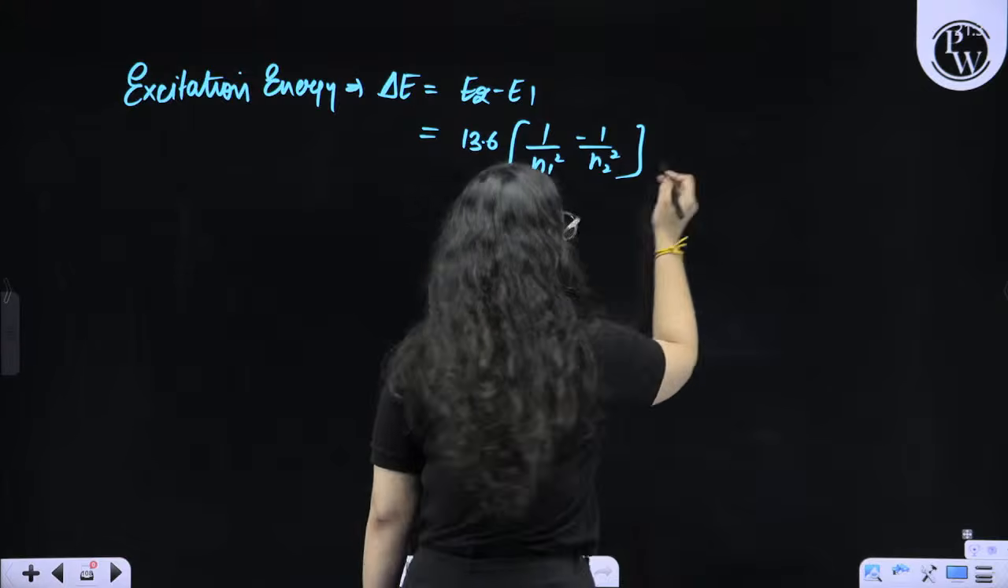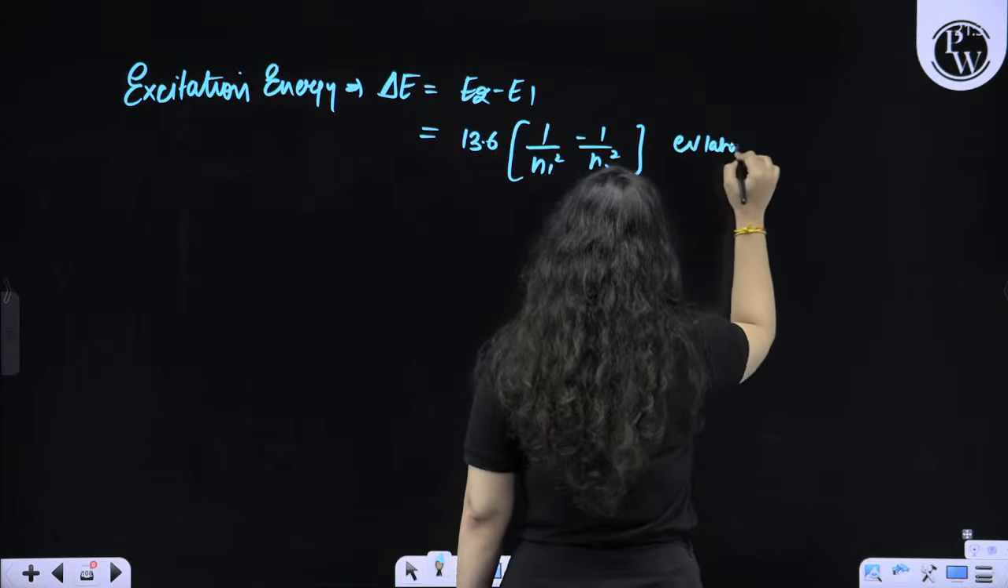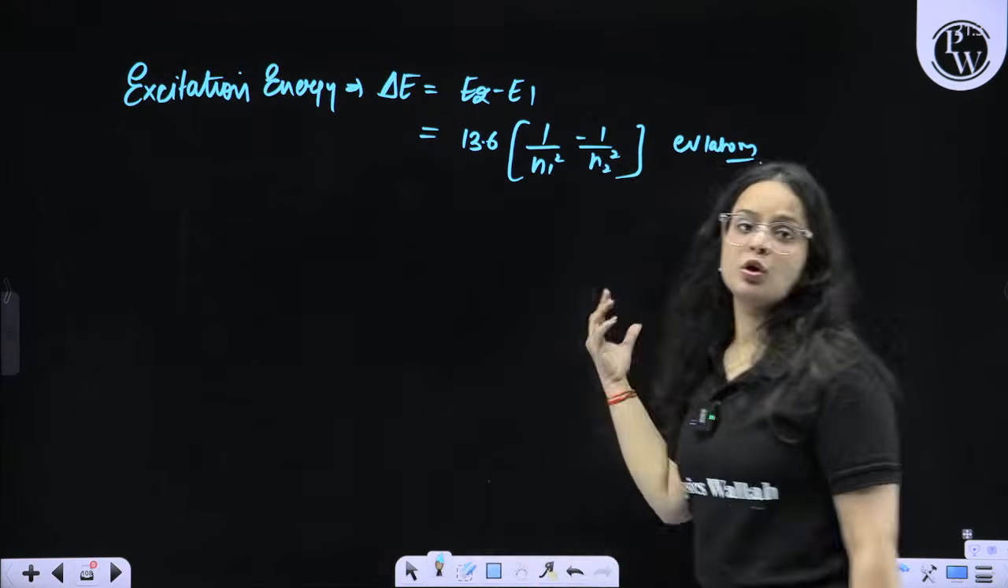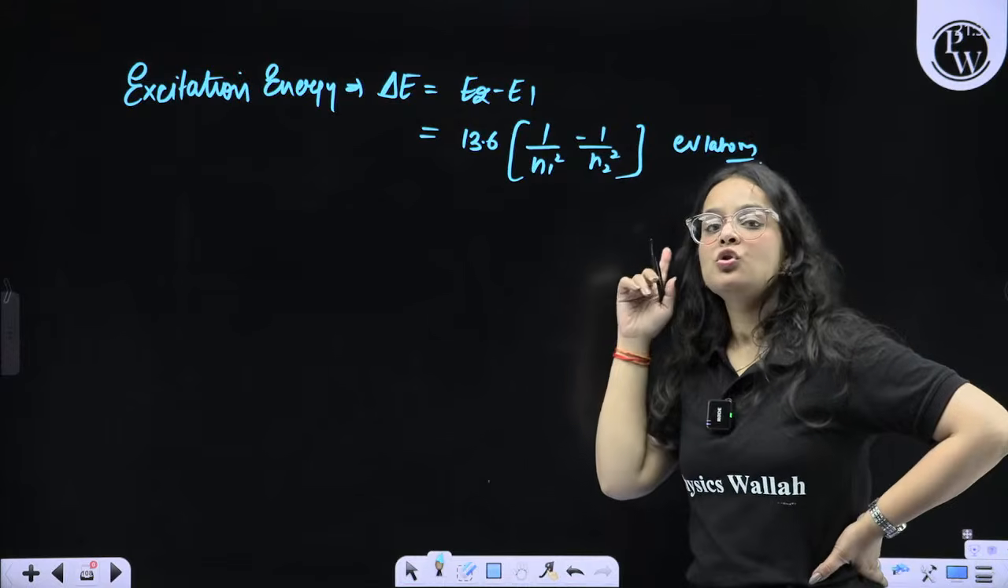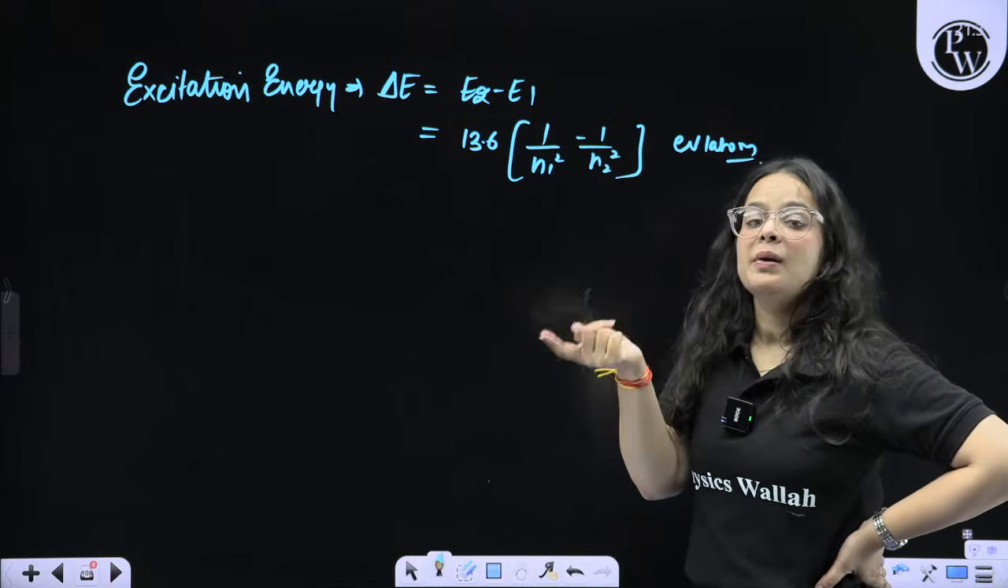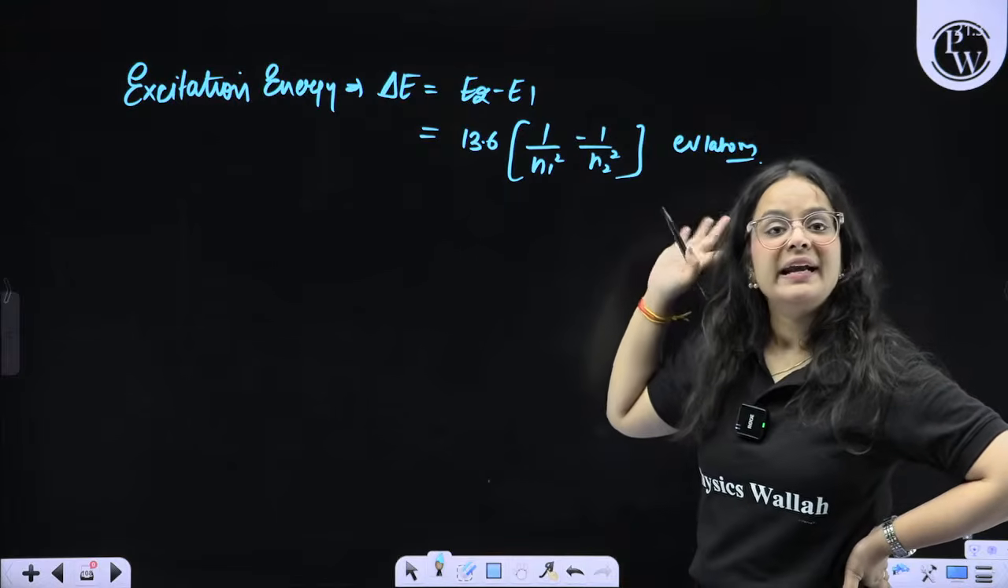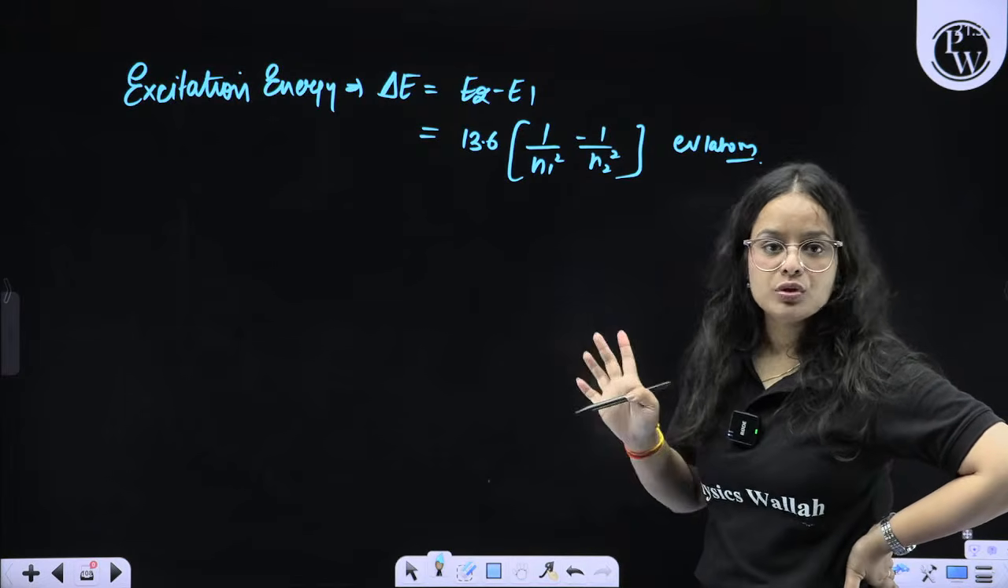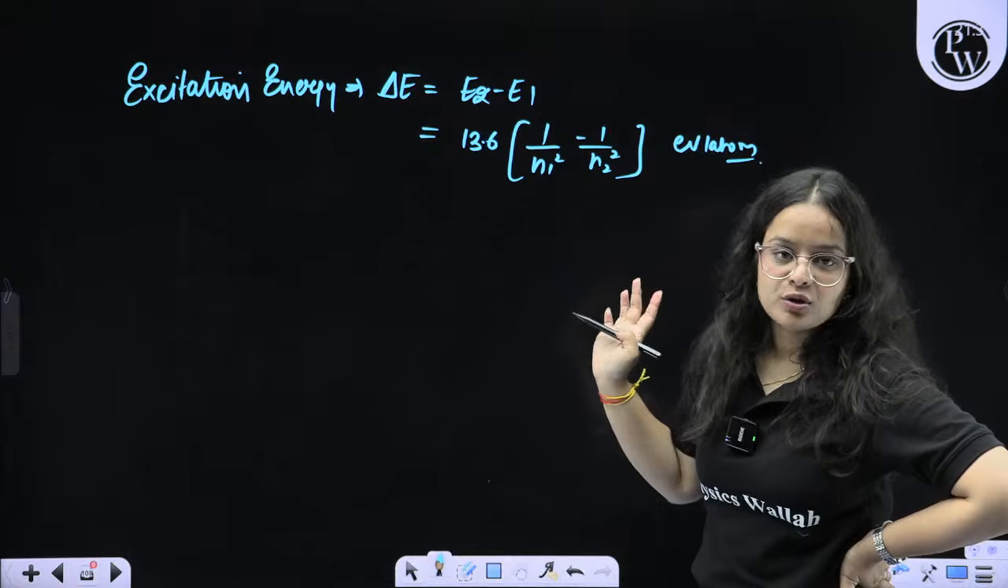So we get the difference in electron volt per atom. That is the formula we usually use here. Or if you want to use the kilojoule or joule formula, you can simply write the value 2.18 times 10 raised to the power minus 18, times 1 by n1 square minus 1 by n2 square. Accordingly, you'll get the difference of the energy.